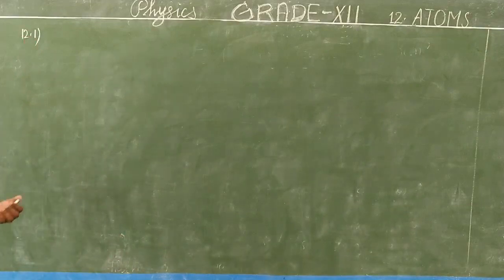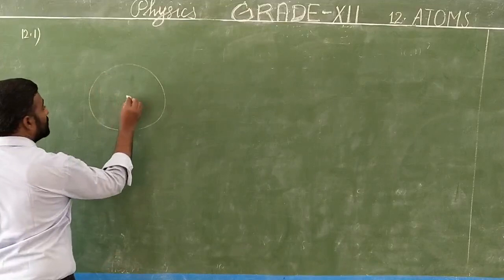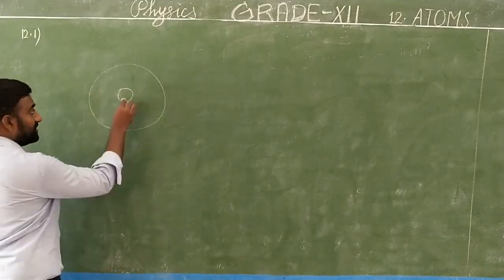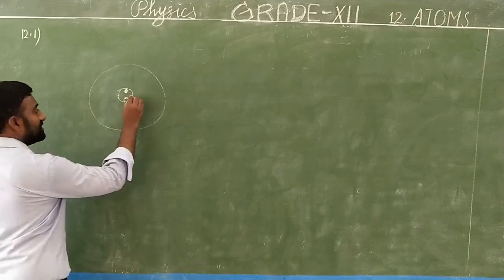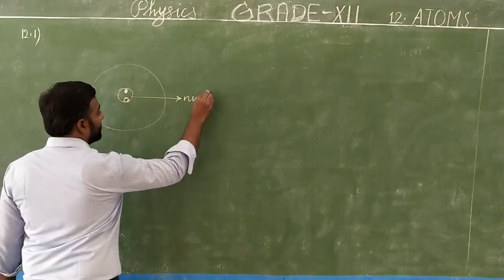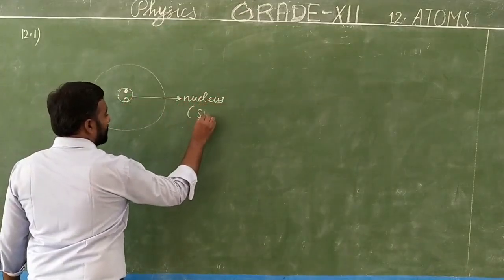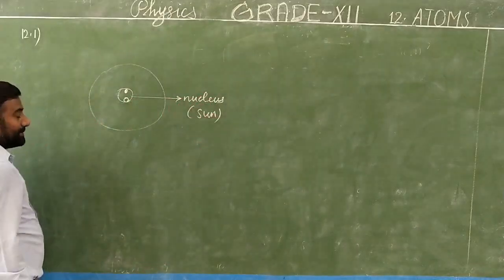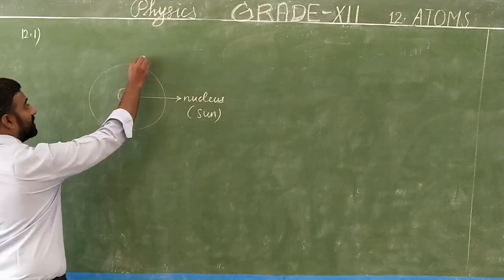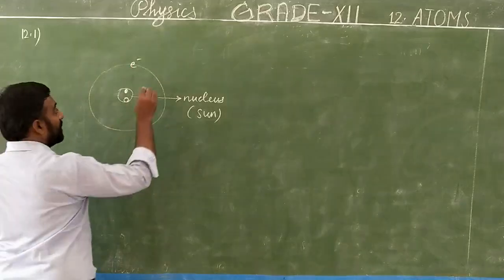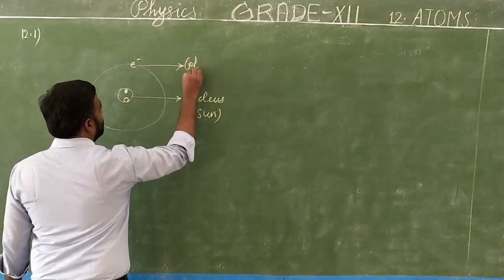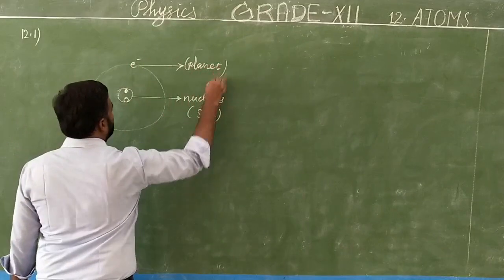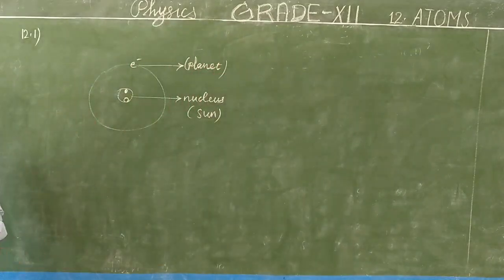For the Rutherford nuclear model of an atom, we know that the nucleus is located at the center. This nucleus contains protons and neutrons, and it is analogous to the Sun. We are going to compare it with the Sun. The electrons are located in orbits, and these electrons are analogous to planets. We assume the electron is like a planet. That is the Rutherford nuclear model of the atom.